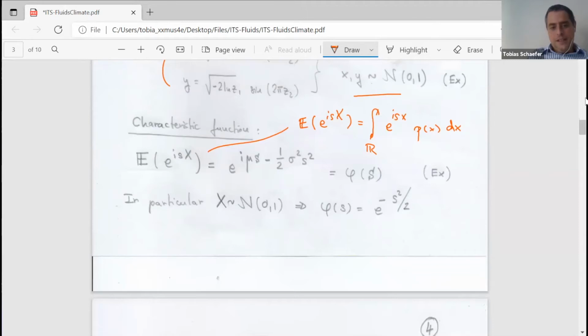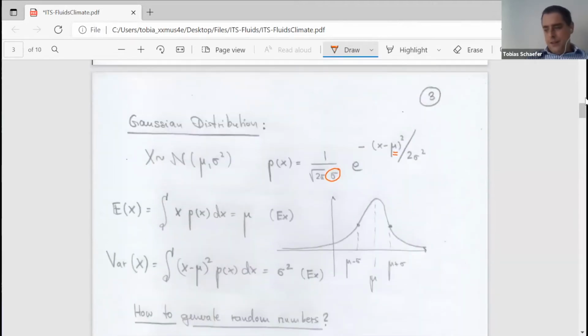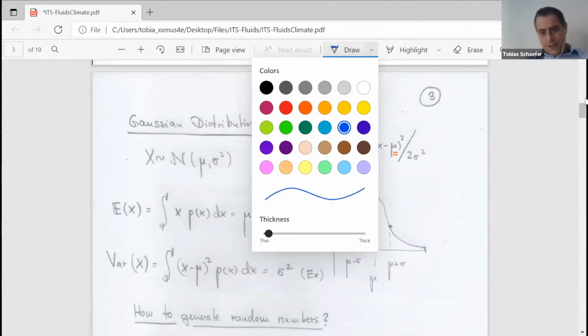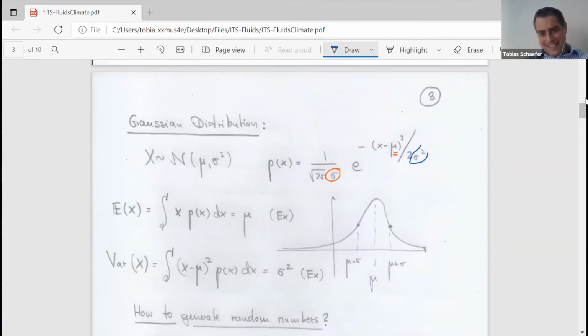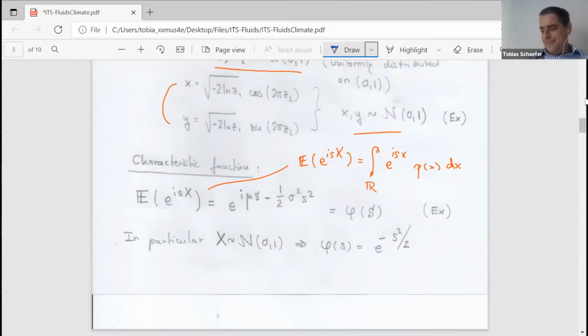So in particular, for instance, for the standard normal distribution, you just get e to the negative s squared over 2. And you also know that if in the original formula you have the variance sit here, that means if you have a small variance, your Gaussian will be very peaked. Then in Fourier space, obviously, it will be very broad.